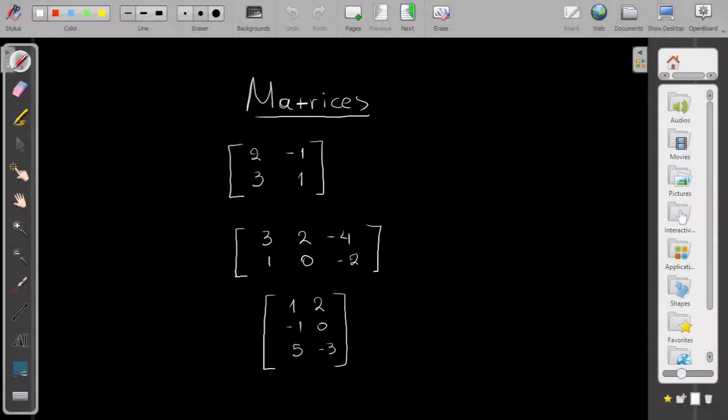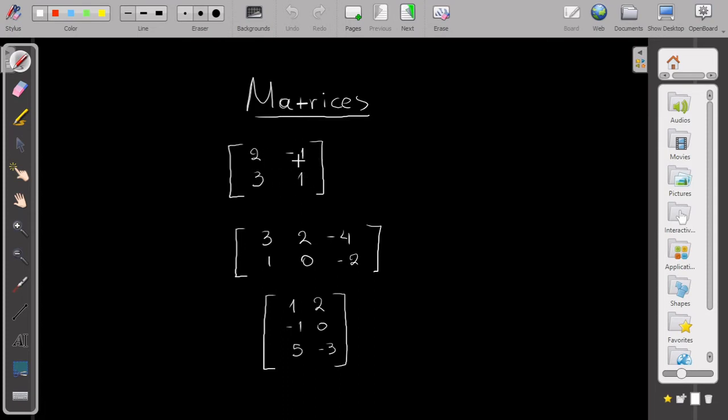Hello, this is an introductory lesson in matrices. Now, what is a matrix? A matrix is an array of elements. Here you can see this matrix has 4 elements.